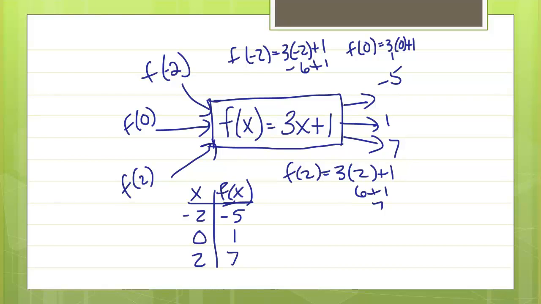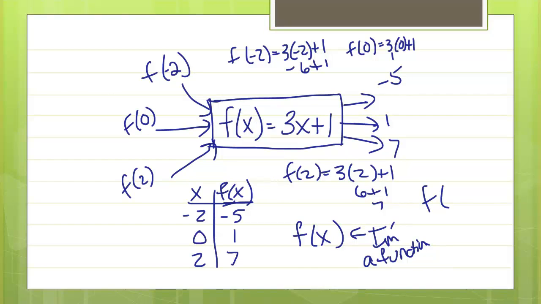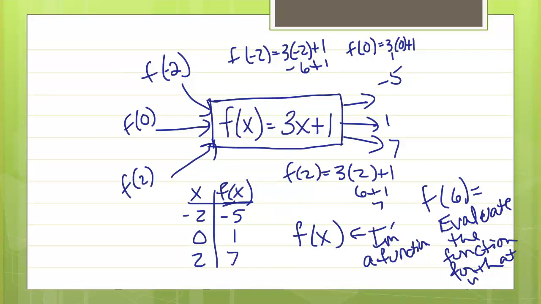So f of x just means, hey, I'm a function. And we're going to see g of x and h of x. If it just has that notation, it means I'm a function. When we put a number in there, it means evaluate the function for that value. It's just the input. It's what you're going to put in the x.